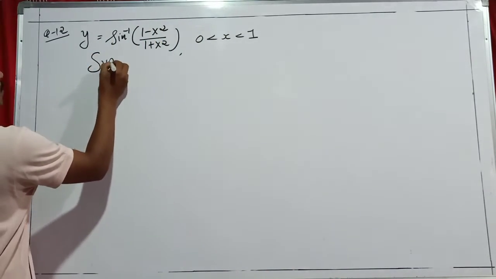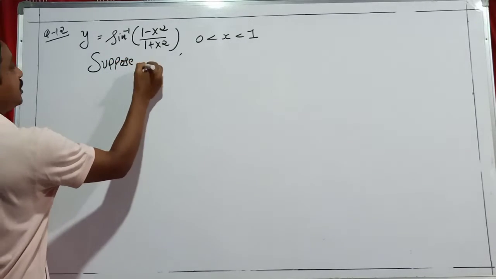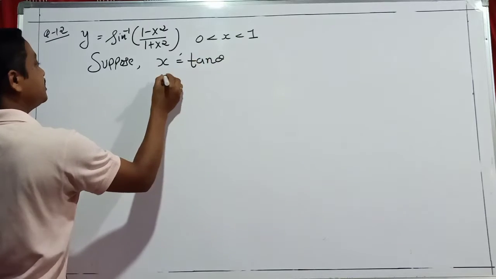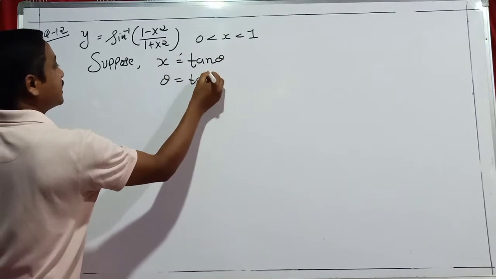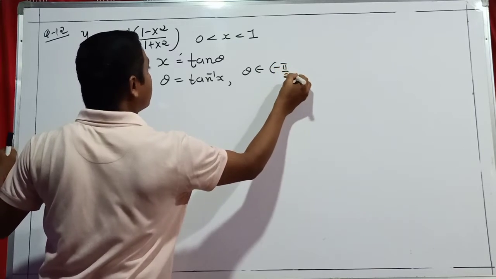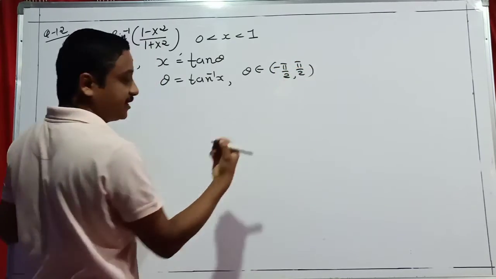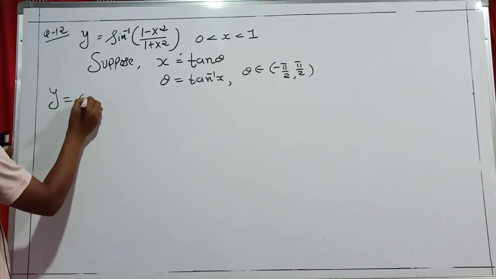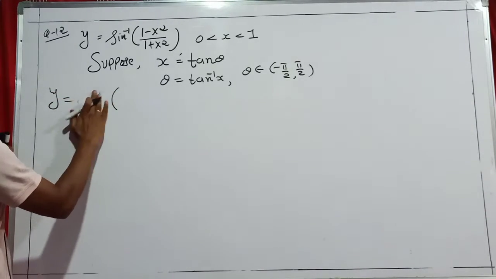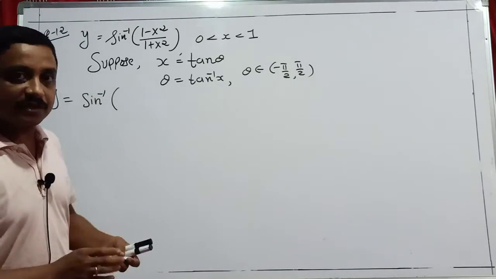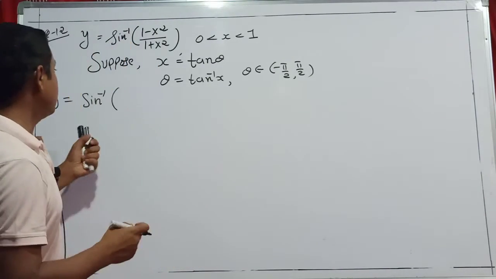So suggestion wise, I go the same way. Suppose x is equal to tan theta. So what is theta? Yes, theta is tan inverse x, and theta belongs to the interval minus 90 to plus 90. And y is a cos inverse. Sorry, my mistake. Here it is sin inverse x. The previous numerical had cos inverse x, and here it is sin inverse x.